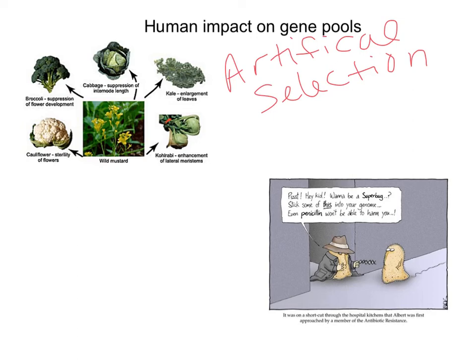You can see here all these different things we eat: cauliflower, broccoli, cabbage, kale, kohlrabi. Those are all versions of the wild mustard green. What we've done is select for certain characteristics. Kale has the enlarged leaves of the wild mustard green. With cauliflower, the flowers themselves are sterile, and that produces the cauliflower.